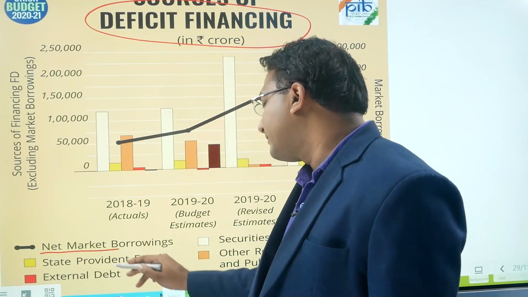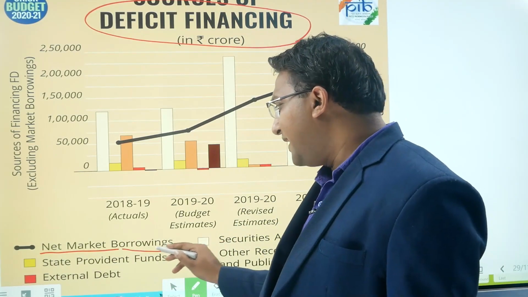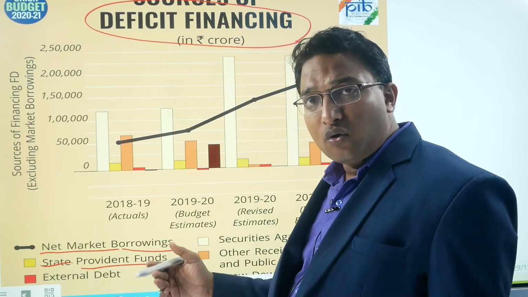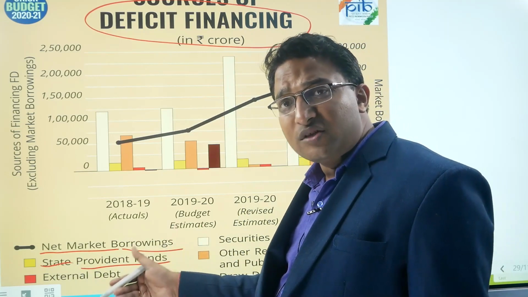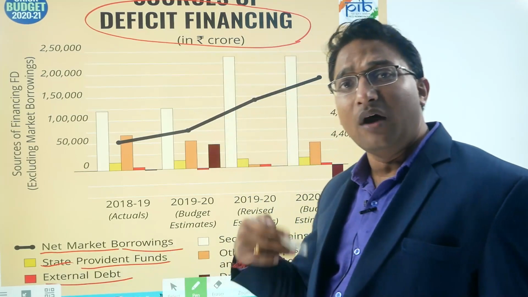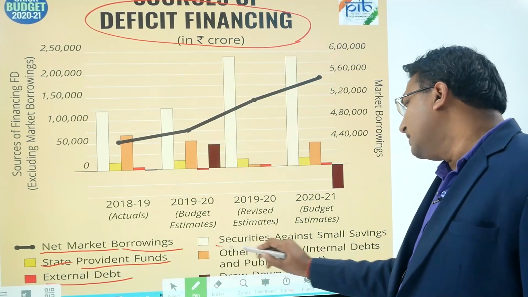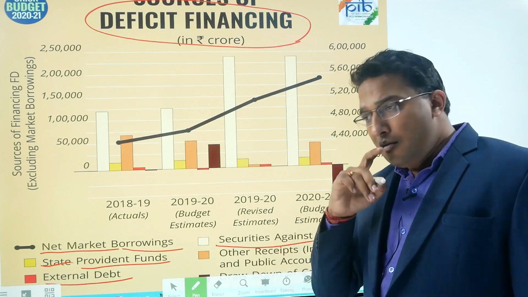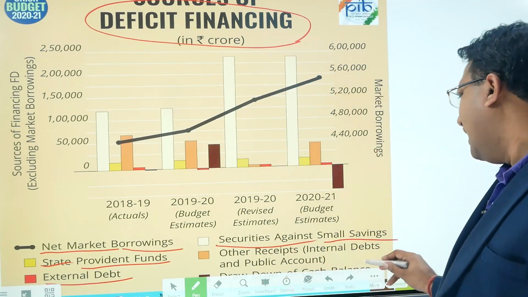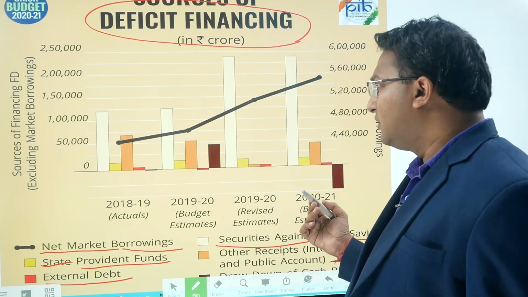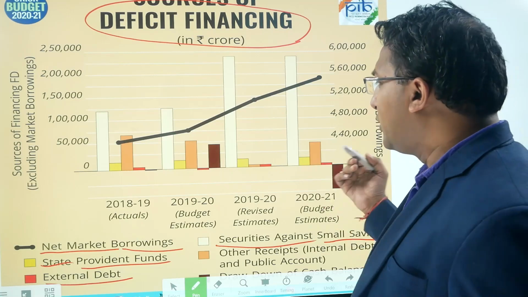Net market borrowings, right? The borrowing from the market. State provident funds, so the amount which the employees deposit in their provident fund account. External debt, the debt which is taken from outside India. Securities against small savings. So there are many small saving schemes. Other receipts. So we do not need to actually get into detail.